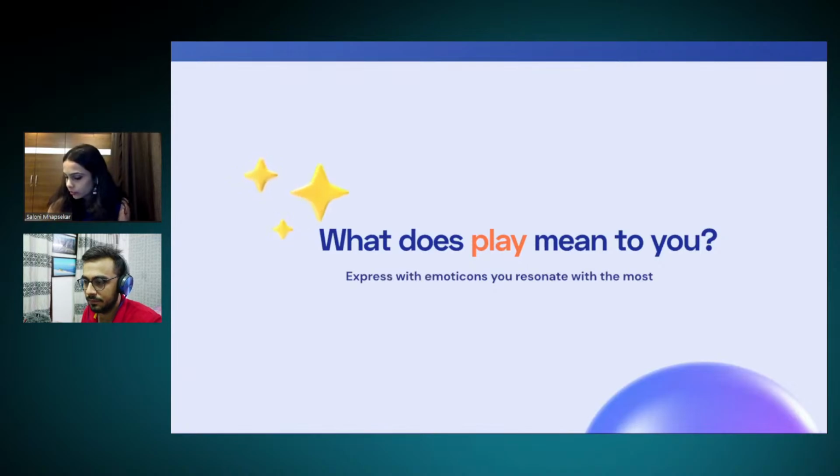Karan, you can also, yeah, one or more emojis also work, right? Yeah, I'll just contribute to it too, so that everyone can understand. Just use any emojis which describe play for you.